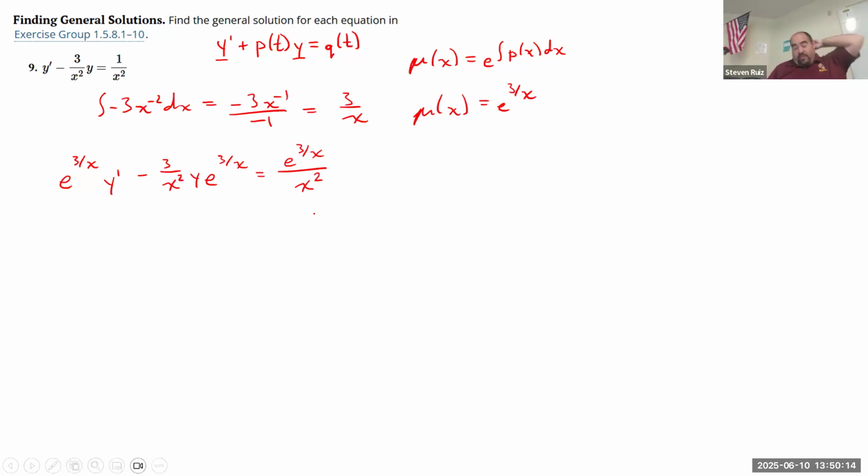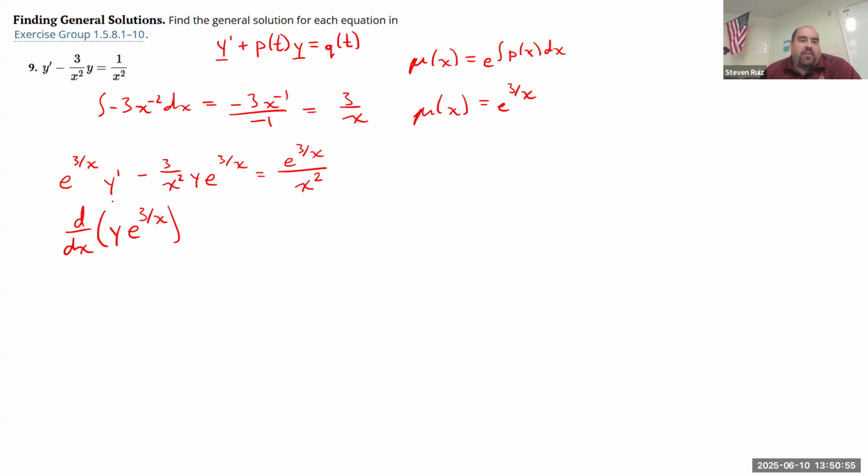What is the point of using the integrating factor? The reason we use the integrating factor is to make integration possible. The way it makes integration possible is that the left-hand side of this equation now resembles the derivative of a product. And that product is y times our integrating factor, so y e to the 3 over x.